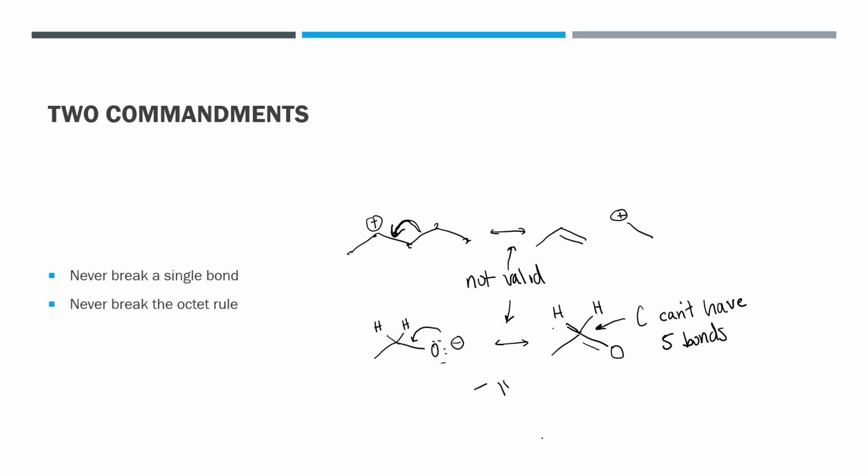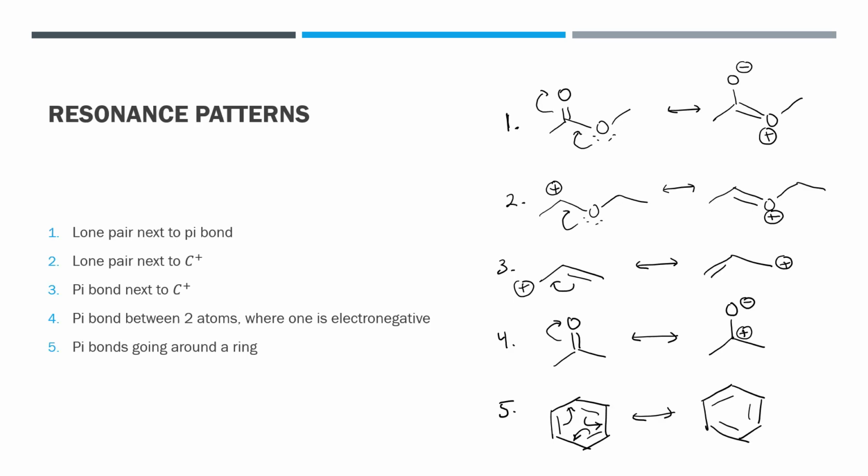Now let's go to the next slide. I'm just going to talk about how you can recognize when there's a resonance structure, especially for organic molecules. So here are some patterns, and to really get the hang of resonance structures, you just have to do a ton of practice. But I think these are good patterns for a beginner, so you can recognize them and immediately apply them.